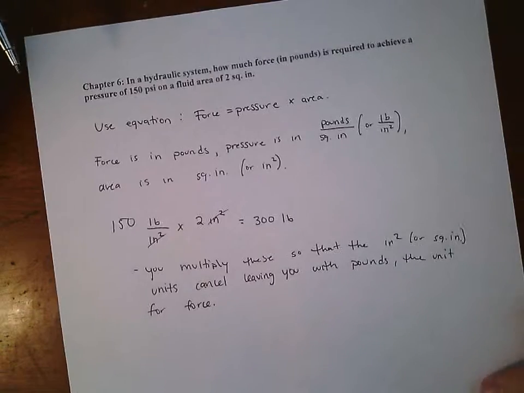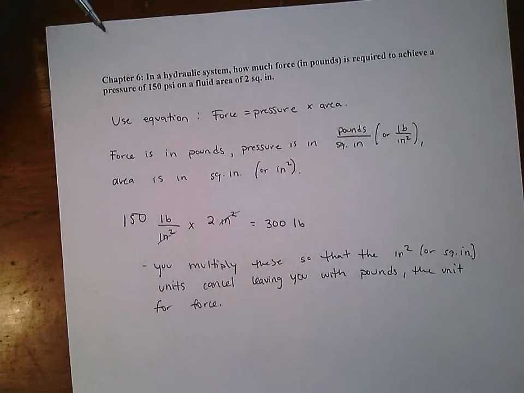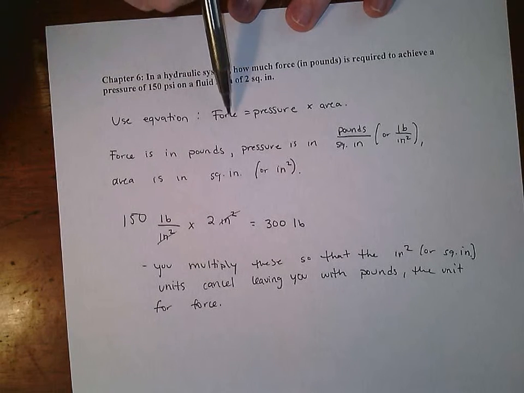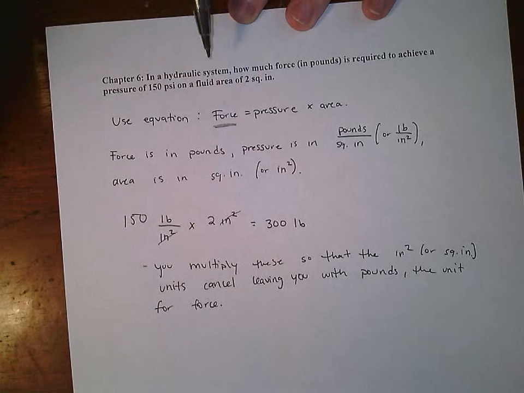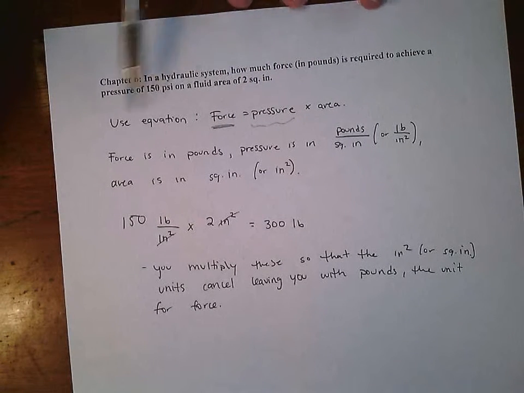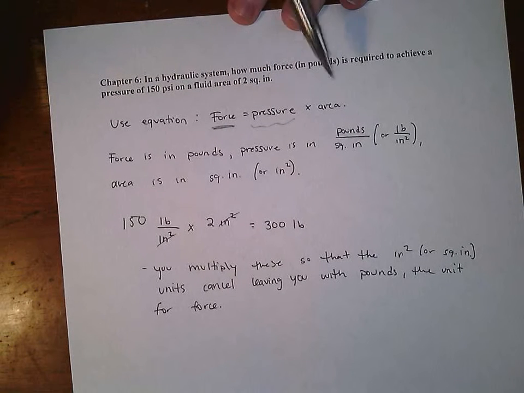Alright, so the next question we're looking at is from Chapter 6, and it's really similar to the one we did previously in Chapter 3 because we're still looking at the equation that relates force, pressure, and area. In this case, we're looking at determining the force needed, as opposed to previously when we looked at the pressure. So we need to use the equation force equals pressure times area.